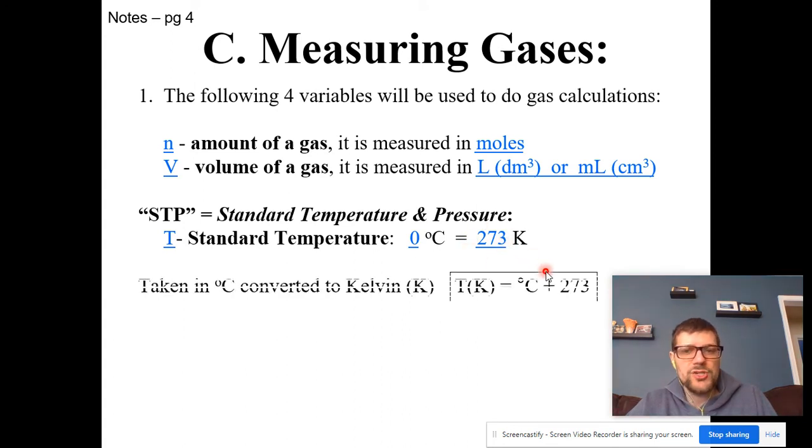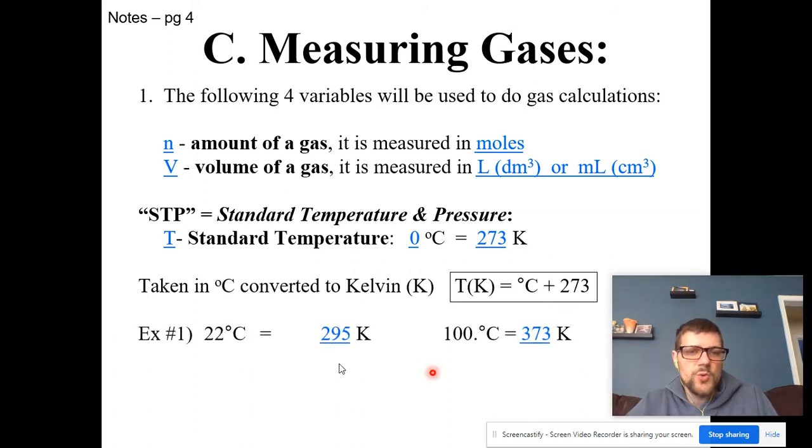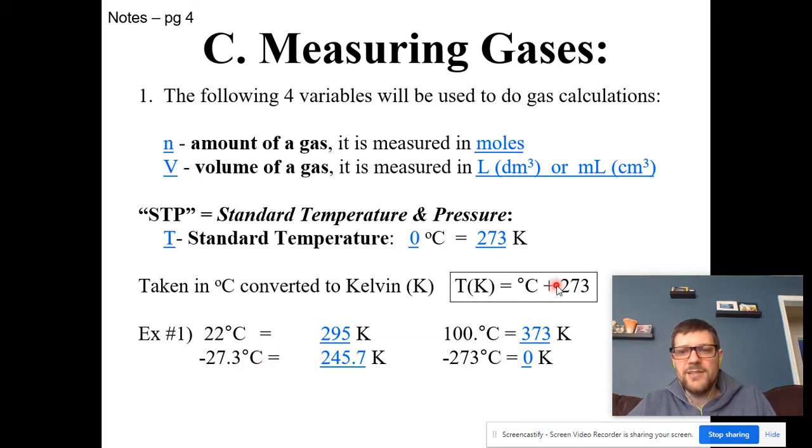Now, just a quick refresher on converting to Kelvin, because we are going to be doing most of our calculations here in Kelvin. You're going to start with Celsius and simply add 273 to it. So 22 plus 273 gives you 295. 100 plus 273 gives you 373. And these are, again, going from Celsius to Kelvin. It doesn't matter if you start with a negative Celsius. Celsius can be negative, and so we can start with a negative. We still simply add 273 and get our new value.